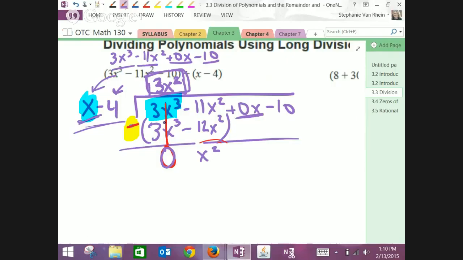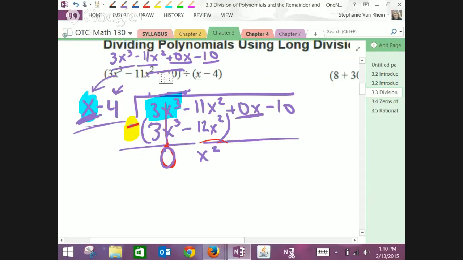So what? I guess I don't understand why you're picking 3x squared. Because 3x squared times x is 3x cubed. How did you pull it out? I guess is what I'm trying to figure out. Why did you choose 3x squared to pull out? I mean, I understand that it multiplies up to 3x cubed.